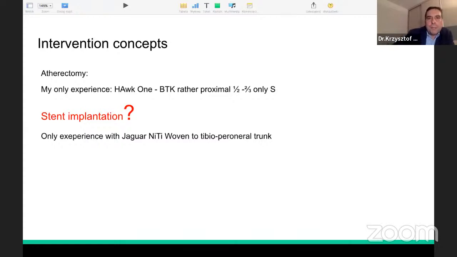Shall we make a stent implantation? In my opinion, it is only when you have to. The only stent I could implant below the knee was the woven stent from Jaguar. It's soft, maybe, and it has good conformability. For example, you can put it in the tibial artery and end up in the tibioperoneal trunk, and in general, it would act like a tapered stent.